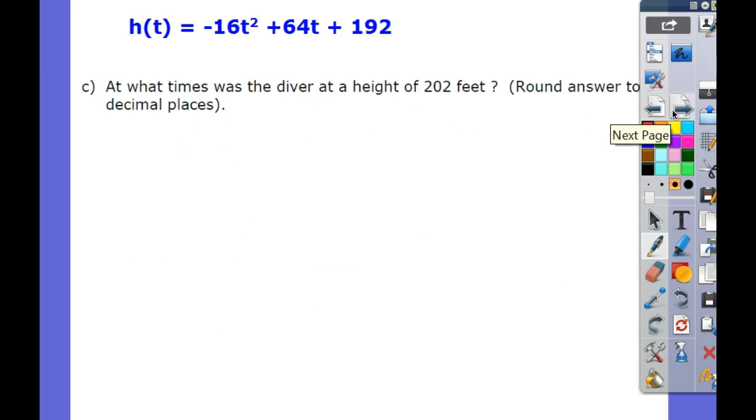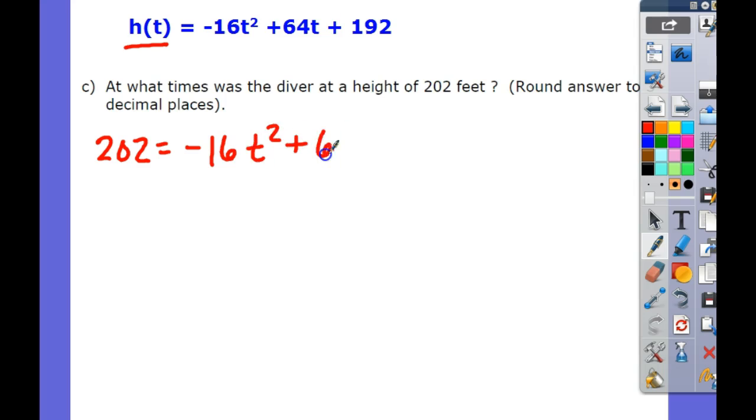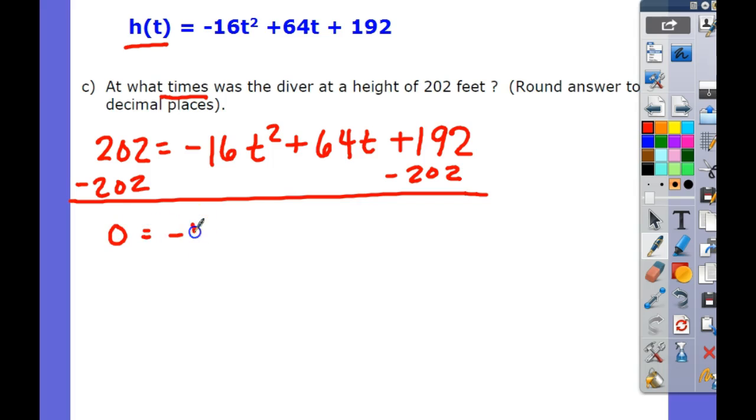At what time was the diver at a height of 202 feet? So now we are going to ask, when is this diver at 202 feet? What time? So we're solving for t. And this 202 is our height that we're trying to calculate. In order to solve this, I'm going to either have to factor or use the quadratic formula. Either way, it has to be equal to 0 to start with. So I am going to subtract this 202 from both sides of the equation, because to solve it, I need it in standard form.